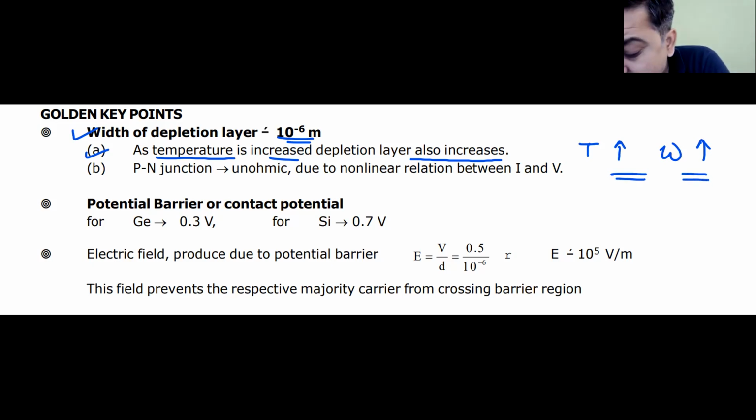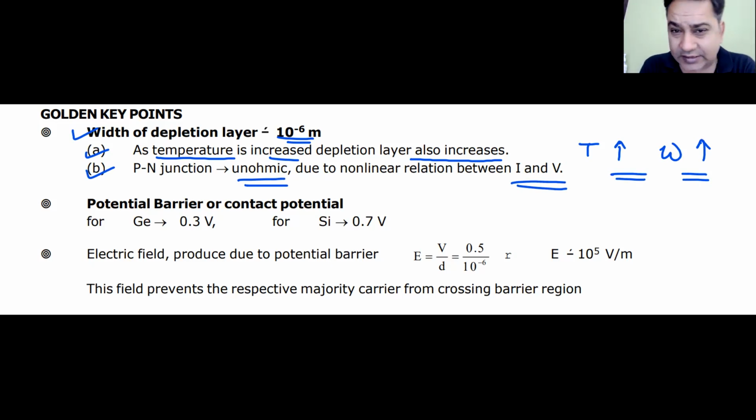Next very important point is the PN junction is non-ohmic. Non-ohmic means it does not obey Ohm's law. The relation between V and I is not linear. V is not equal to IR. Do we understand this? Yes, sir.